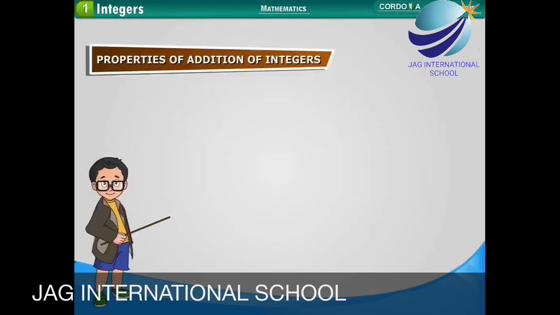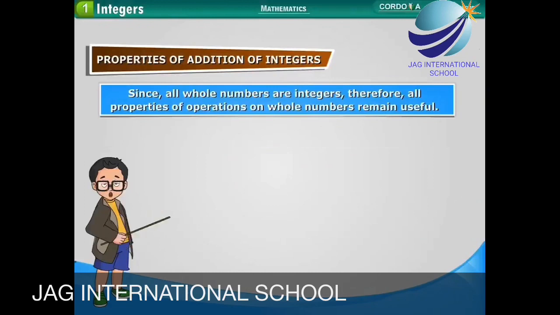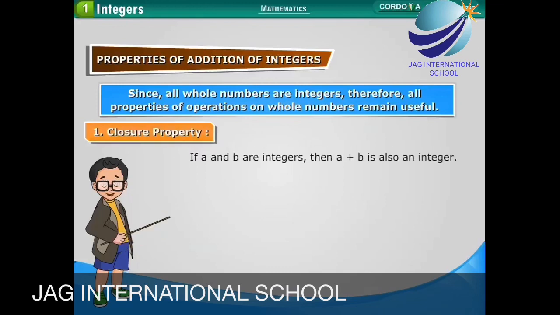Properties of addition of integers. Since all whole numbers are integers, all properties of operations on whole numbers remain useful. We sum up the properties as follows. Closure property: if a and b are integers, then a plus b is also an integer.